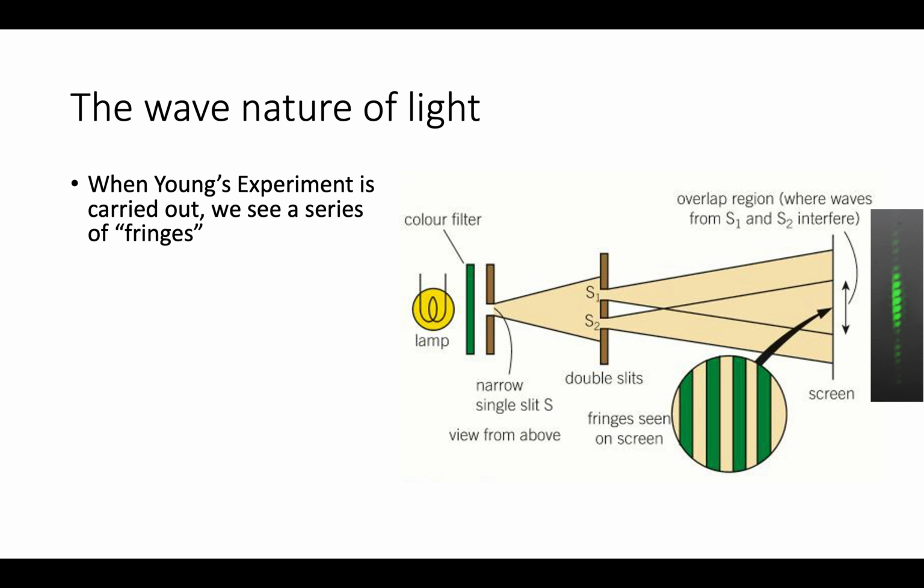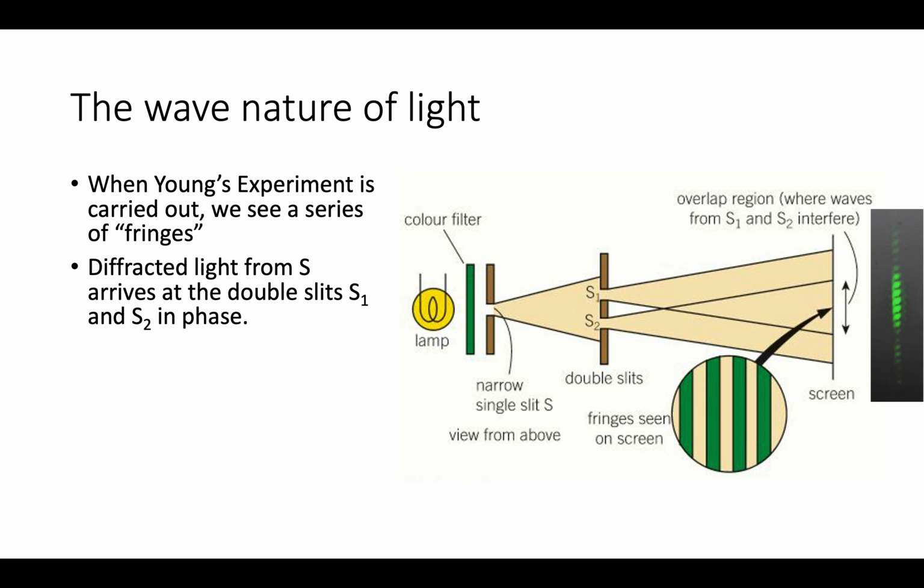So here's the diagram out of the book, and you can see on the right hand side I've added a photograph of the kind of thing that you might observe. The light from the single slit arrives at the double slits S1 and S2 in phase, and because it's got the colour filter, it's monochromatic, so single wavelength. We've got a coherent light source.